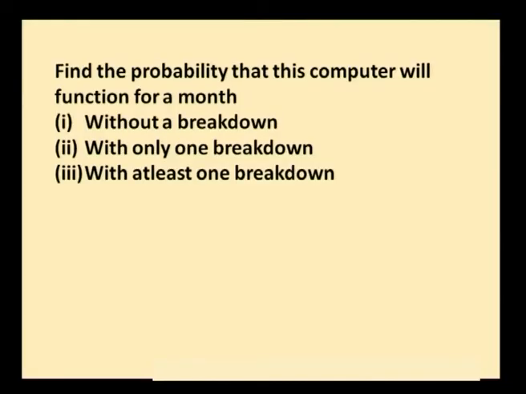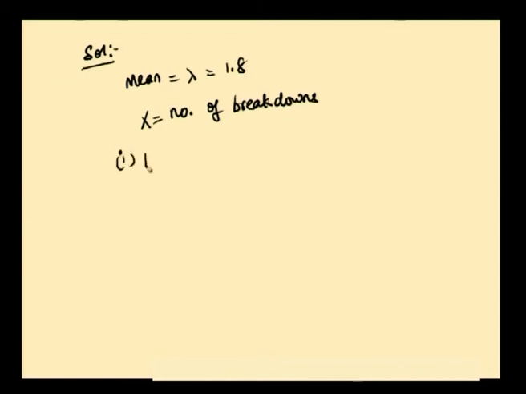Find the probability that this computer will function for a month without a breakdown, with only one breakdown, and with at least one breakdown. We shall start the solution. The mean is given to be equal to lambda, and lambda is equal to 1.8. X is the number of breakdowns. What is the first question? The first question is, find the probability that the computer will function without a breakdown. Without a breakdown means there is no breakdown at all. So, P of x is equal to 0.